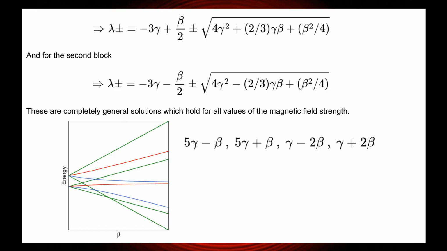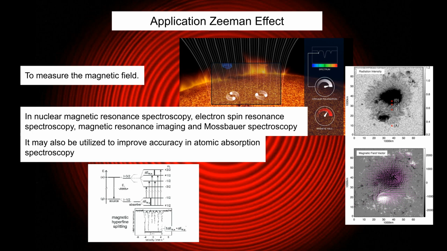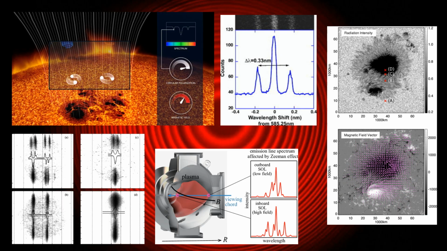The Zeeman effect has practical applications, including measuring magnetic fields. It's also utilized to improve accuracy in atomic absorption spectroscopy and is relevant in various resonance spectroscopies and magnetic resonance imaging. Here are some visual examples of the Zeeman effect in different contexts, such as solar observation and plasma diagnostics, illustrating how spectral line splitting indicates magnetic field strength.